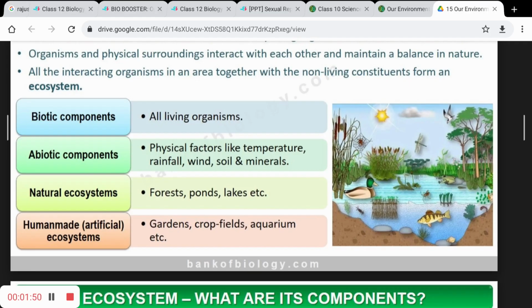Next, human-made ecosystem, garden. In that garden, lizard is there, snake is there, frog is there, many things are there. It is made by human beings.